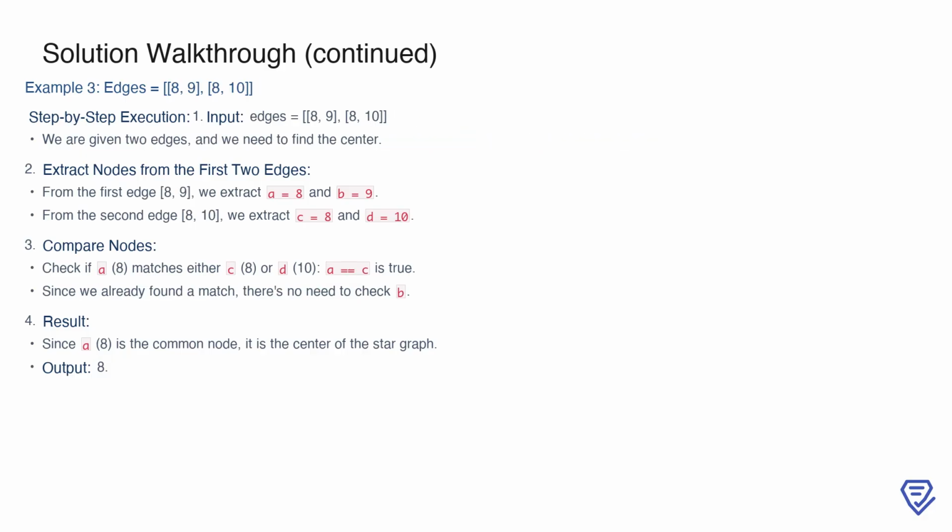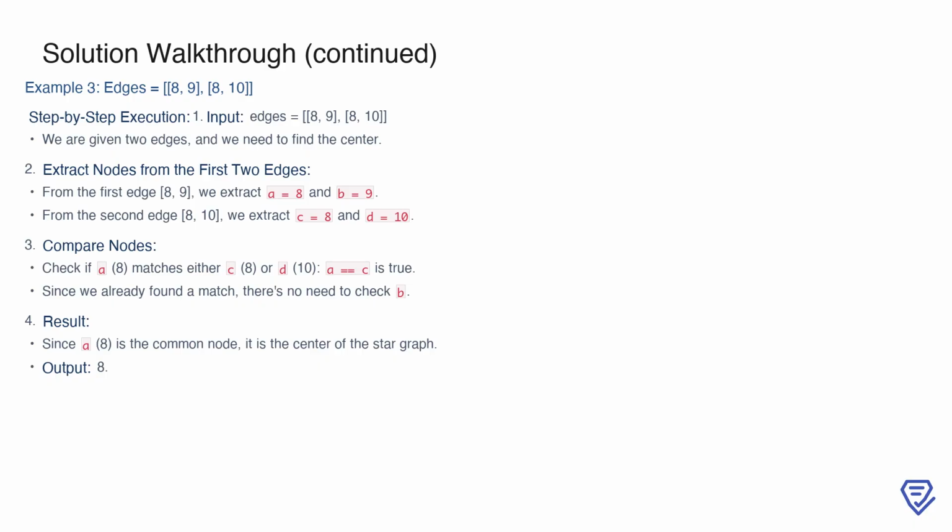Here, the input edges are 8, 9, 8, 10. Once again, our goal is to identify the center node. From the first edge, 8, 9, we extract a equals 8 and b equals 9. From the second edge, 8, 10, we extract c equals 8 and d equals 10.